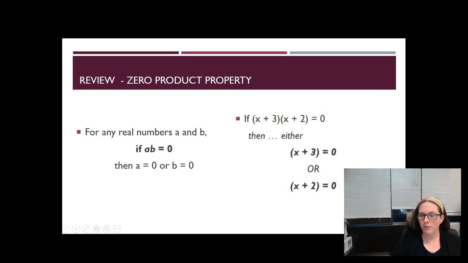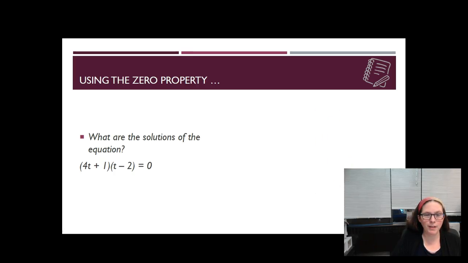That brings us to our first application of that property. You'll notice we're in our actual notes where you should be writing along. We're going to start using that zero property to find solutions of a factored equation. Let me pause one sec. We'll swap over to the other camera and do some whiteboard work.